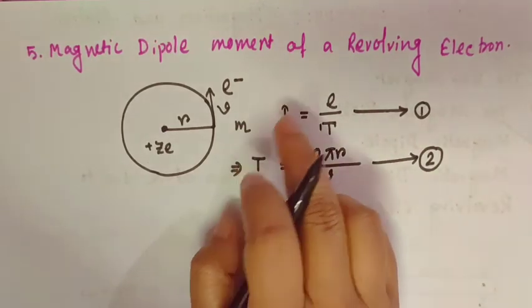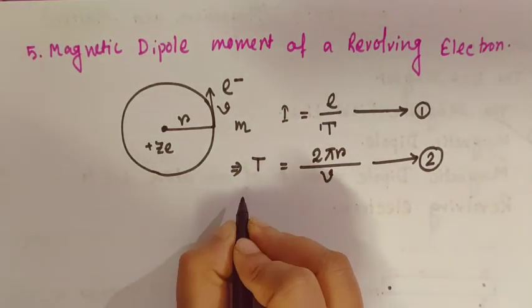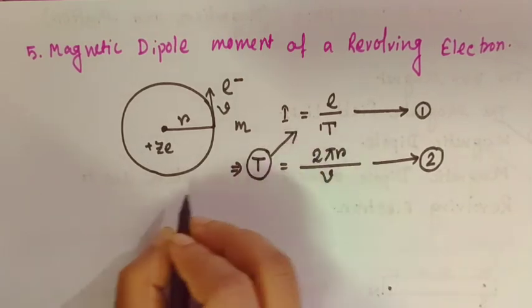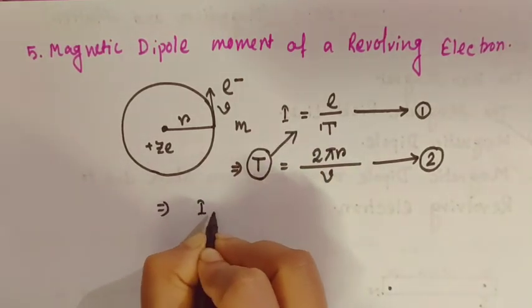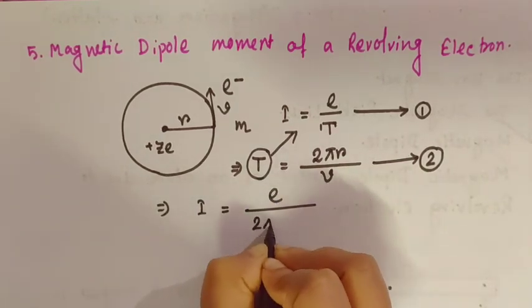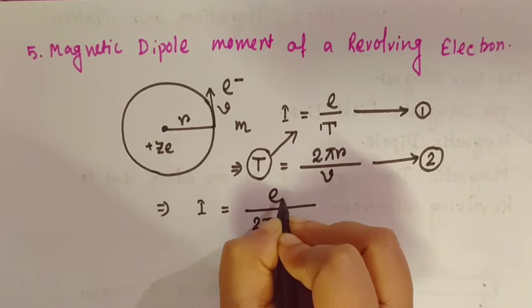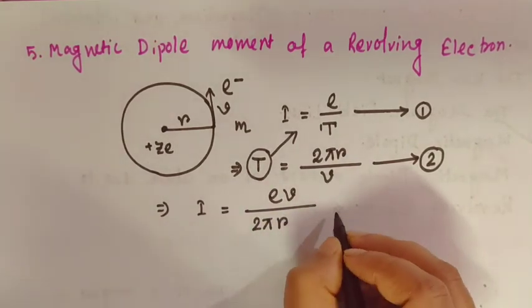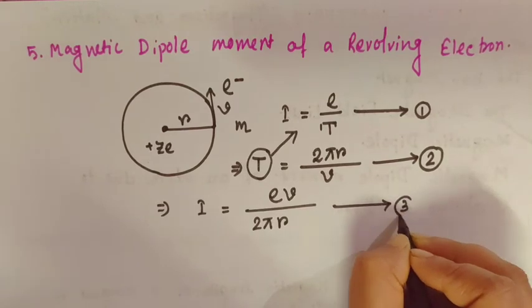Now from 1 and 2, what can we write? If we put the value of T in equation 1, then I is equal to e divided by 2 pi r by v. So I is equal to ev by 2 pi r. Give this equation number 3.